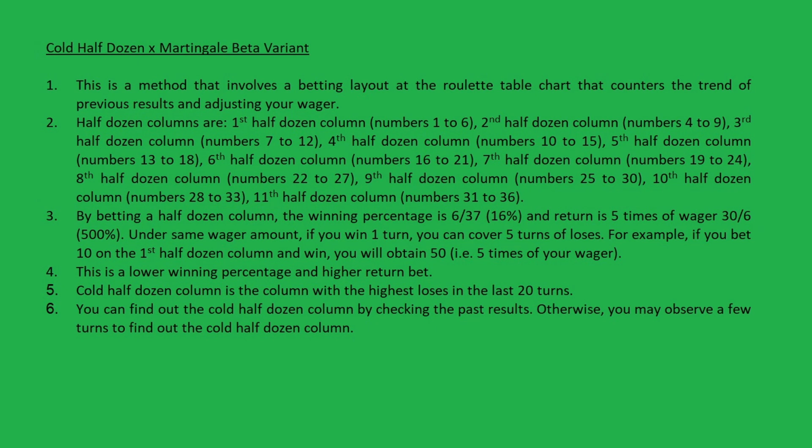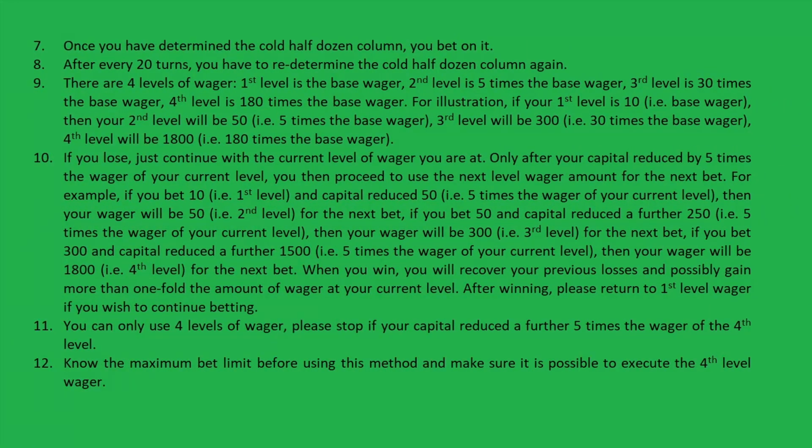5. Cold half dozen column is the column with the highest loses in the last 20 turns. 6. You can find out the cold half dozen column by checking the past results. Otherwise, you may observe a few turns to find out the cold half dozen column. 7. Once you have determined the cold half dozen column, you bet on it. 8. After every 20 turns, you have to redetermine the cold half dozen column again.